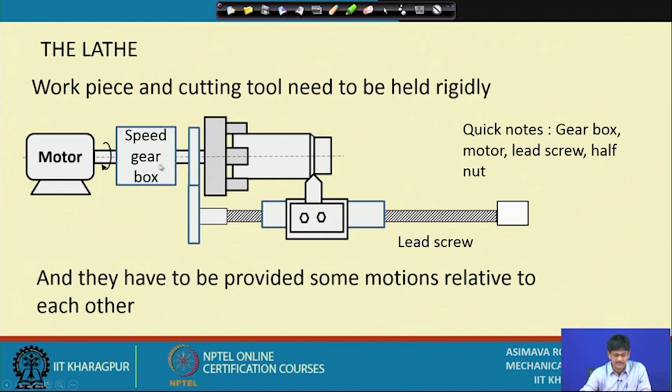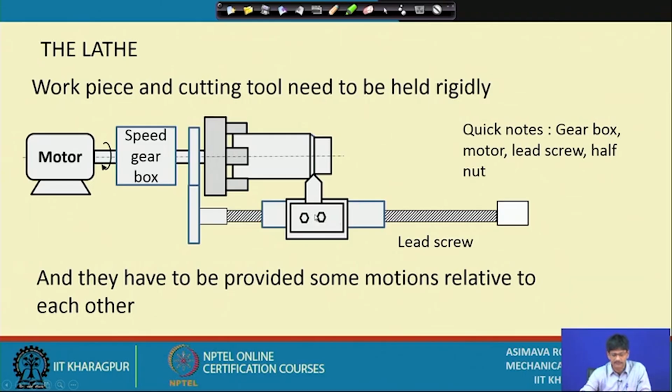And it is interesting to notice that it is after the speed gearbox that the bifurcation for power of the lead screw is taking place. How is the lead screw being utilized in order to make the tool move? So, the tool is being moved with the help of the lead screw. There is a device called a half nut inside the tool post.